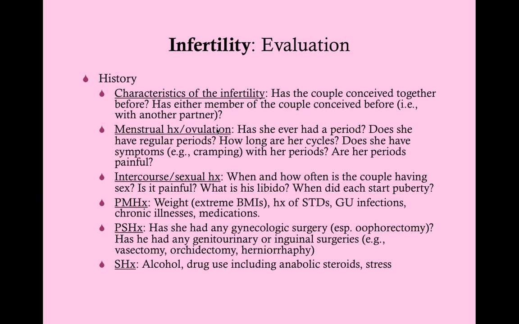Menstrual history and ovulation. So has she ever had a period? Primary amenorrhea, they're not going to get pregnant. Okay, you have to elucidate the cause there. Does she have regular periods? If her periods are irregular, then it's going to be very difficult to time when they should be trying to get pregnant. How long are her cycles?